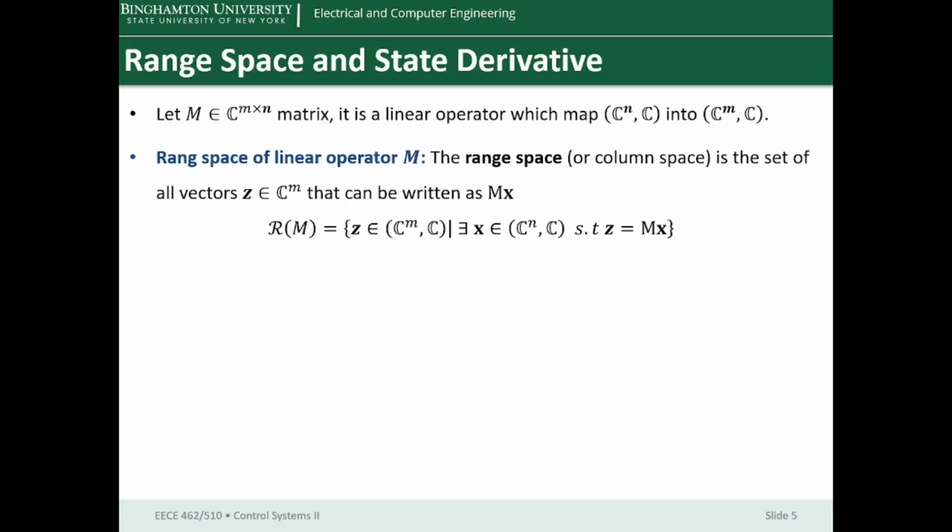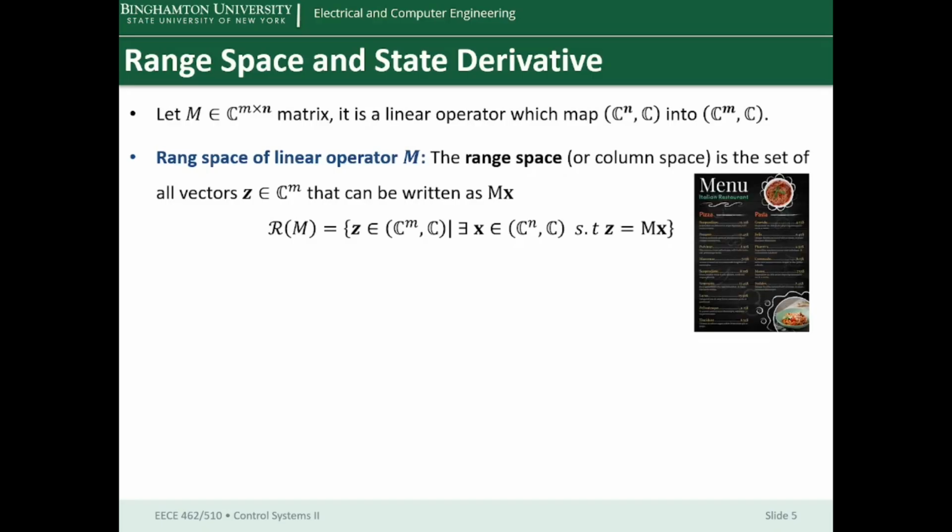If not, it's outside. Think of it like a restaurant menu. Every restaurant uses ingredients from the same grocery store, but each has its own menu, its own set of dishes it can actually produce. That's the range space, the set of outputs a matrix can cook up. Now let's bring this idea back to our control system.